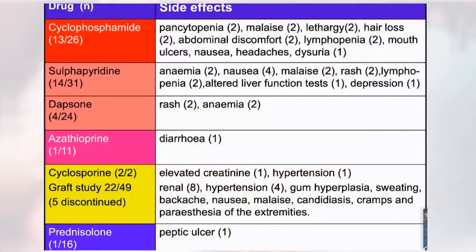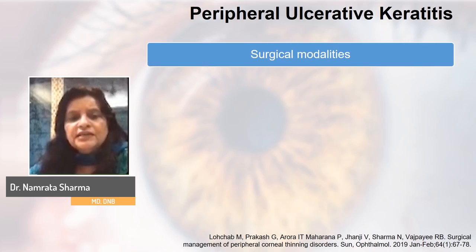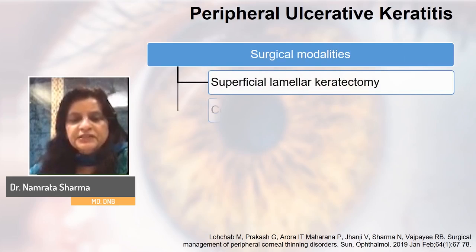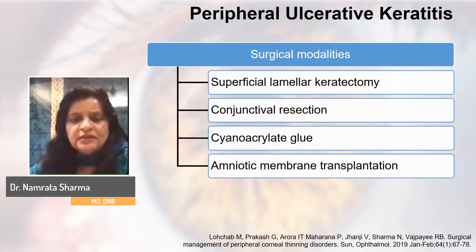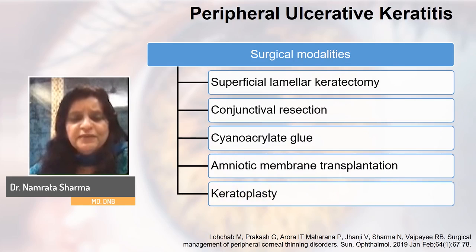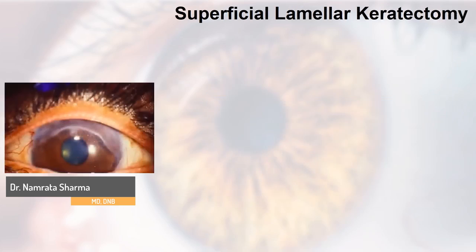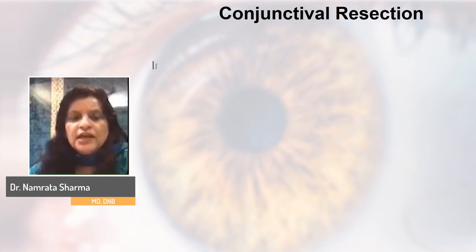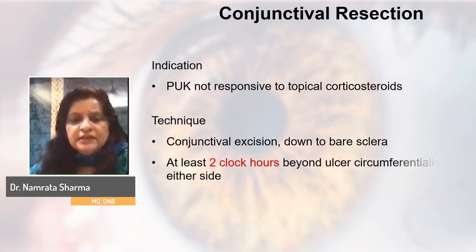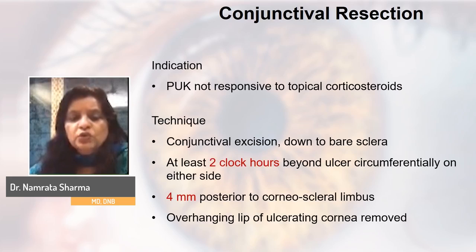Now, there are several surgical modalities for peripheral ulcerative keratitis, such as superficial lamellar keratectomy, conjunctival resection, glue, amniotic membrane transplantation, and most of them have been covered beautifully by Vikas. So you can do superficial lamellar keratectomy in these cases. You can do conjunctival resection, and I'll just show you the videos on how you do it.